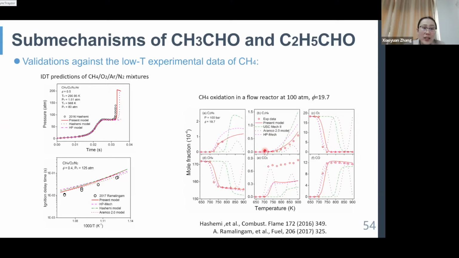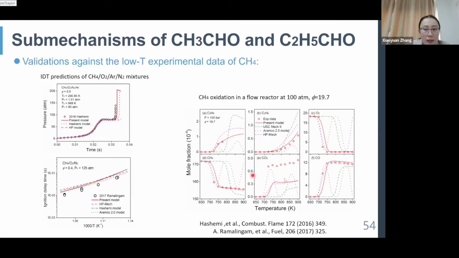This slide presents the model validation results against the literature data. These figures are ignition delay times measured in an RCM, and these figures on the left-hand side are the speciation data measured in a high-pressure flow reactor. As we can see, the present model can reasonably predict these experimental data.